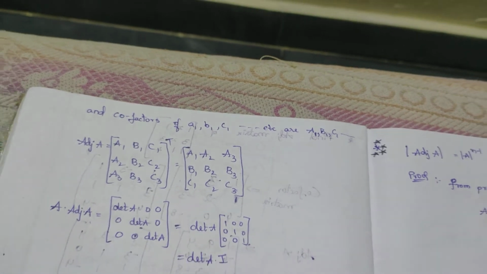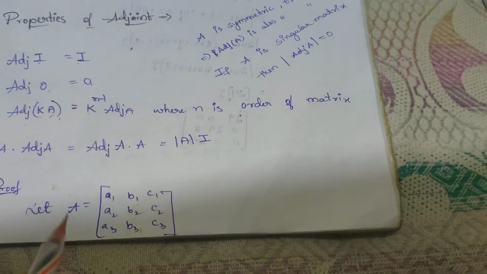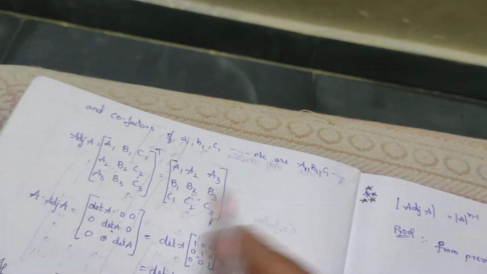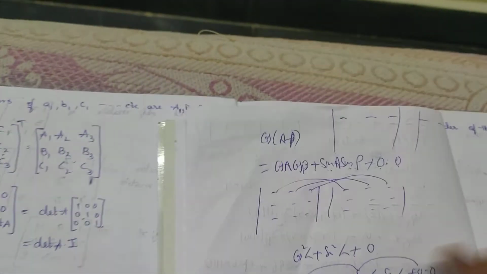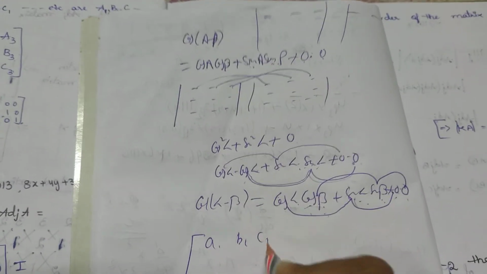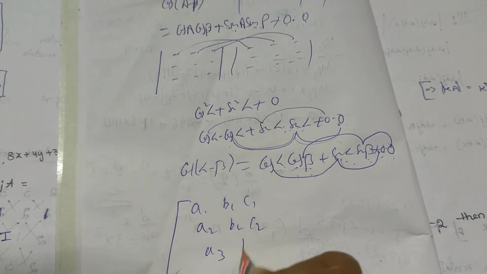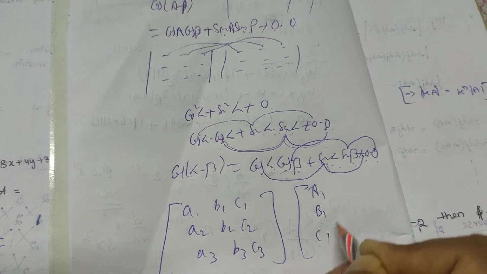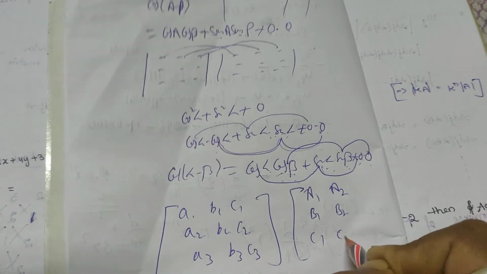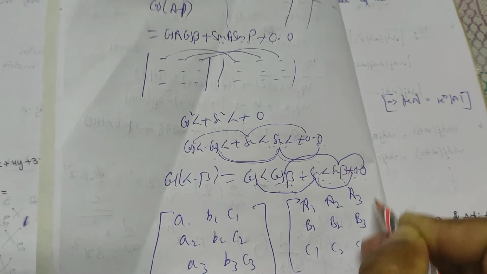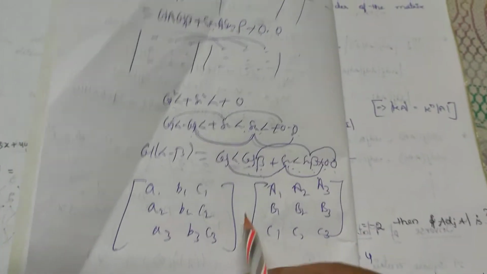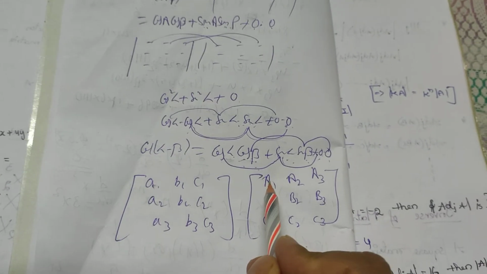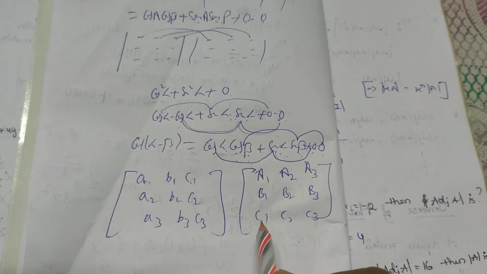A into adjoint of A is nothing but, this is nothing but small letters. So this is A, and adjoint of A is nothing but this one. Just I do one thing here without disturbing that paper. So what is A here? A1, B1, C1, A2, B2, C2, A3, B3, C3 into capital A1, capital B1, capital C1, capital A2, capital B2, capital C2, capital A3, capital B3, capital C3. Now A1 into capital A1, B1 into capital B1, and C1 into capital C1.